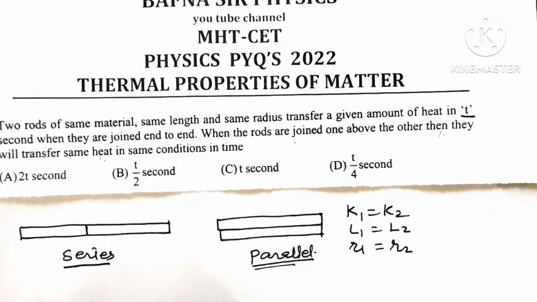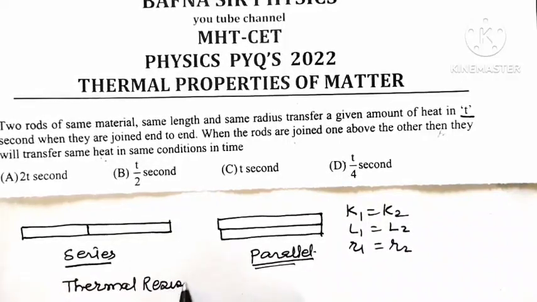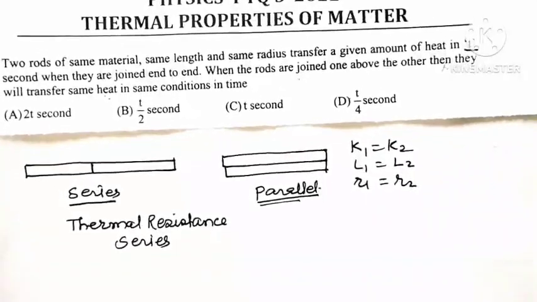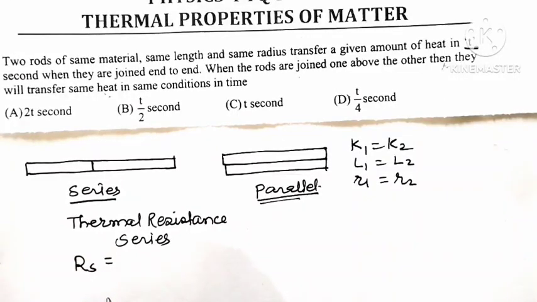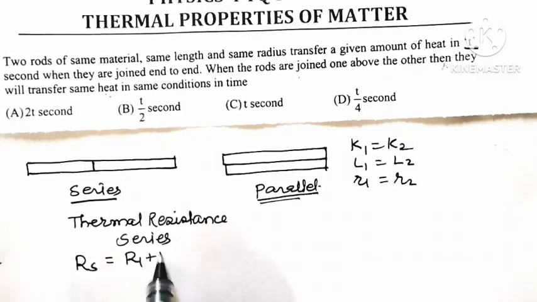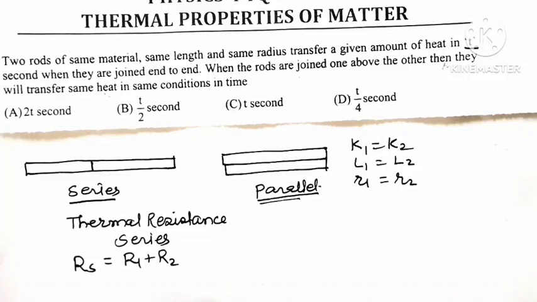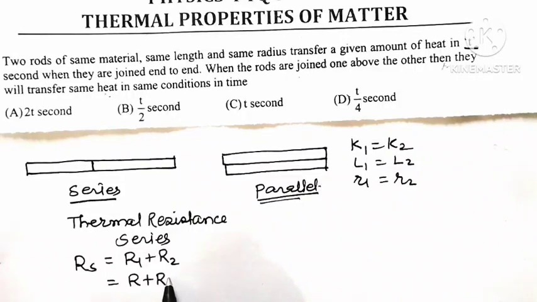Remember, as far as thermal resistance is concerned, what is the formula for thermal resistance when rods are connected in series? Rs is equal to R1 plus R2, where R1 is the thermal resistance of the first rod and R2 of the second rod. Both rods are identical, so their thermal resistance is the same, R plus R, so Rs is equal to 2R.